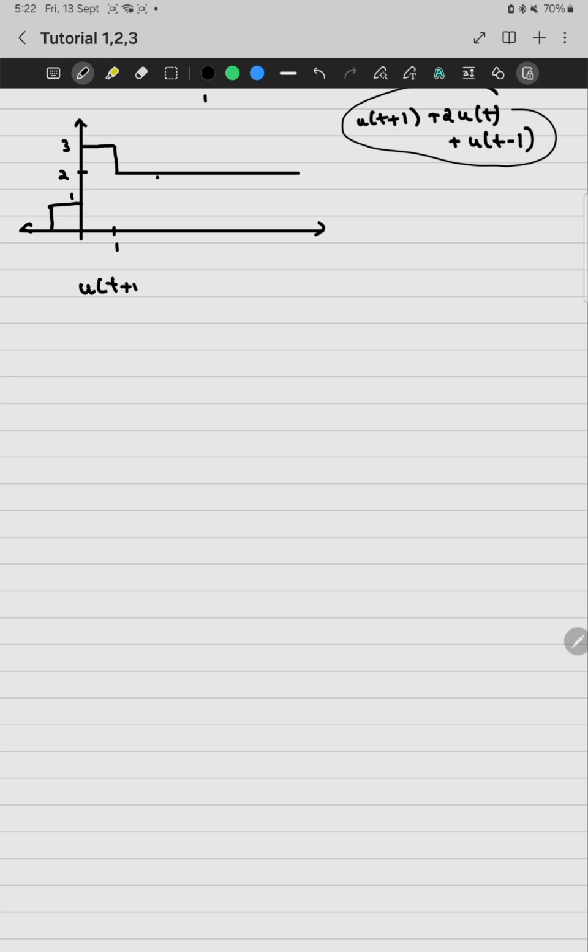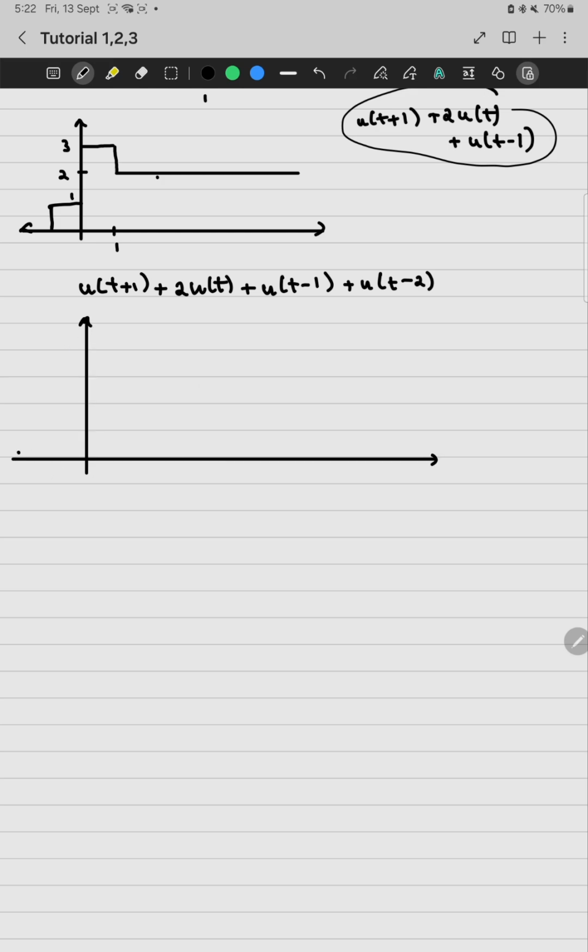So u of t plus 1 plus 2u of t plus u of t minus 1 plus u of t minus 2 will give us this. It's kind of big and lengthy, but it's understandable if you practice once. So this is our function right now. Yeah, this is 1, this is 2, this is 3, this is 1, this is 2.